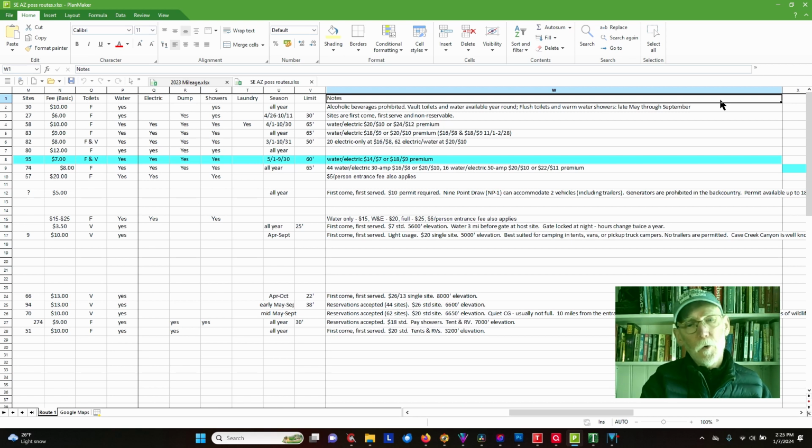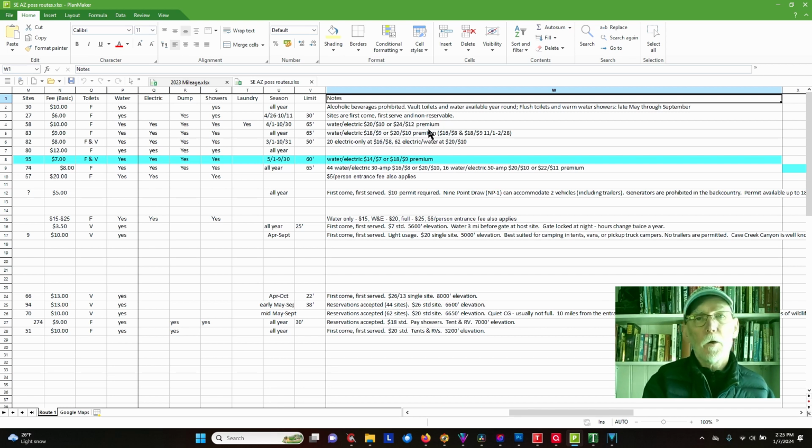And for the ones that are fairly close, there's one here where the limit is 25 feet. There's another one here that's 22 feet. It's good to know that because that means that many of the sites are probably going to be a tight fit even for us. We'll be able to get into them, but usually if they're that small, it's going to be more difficult to find a level spot. We have leveling blocks, so that's not the end of the world either, but it's good to know that.